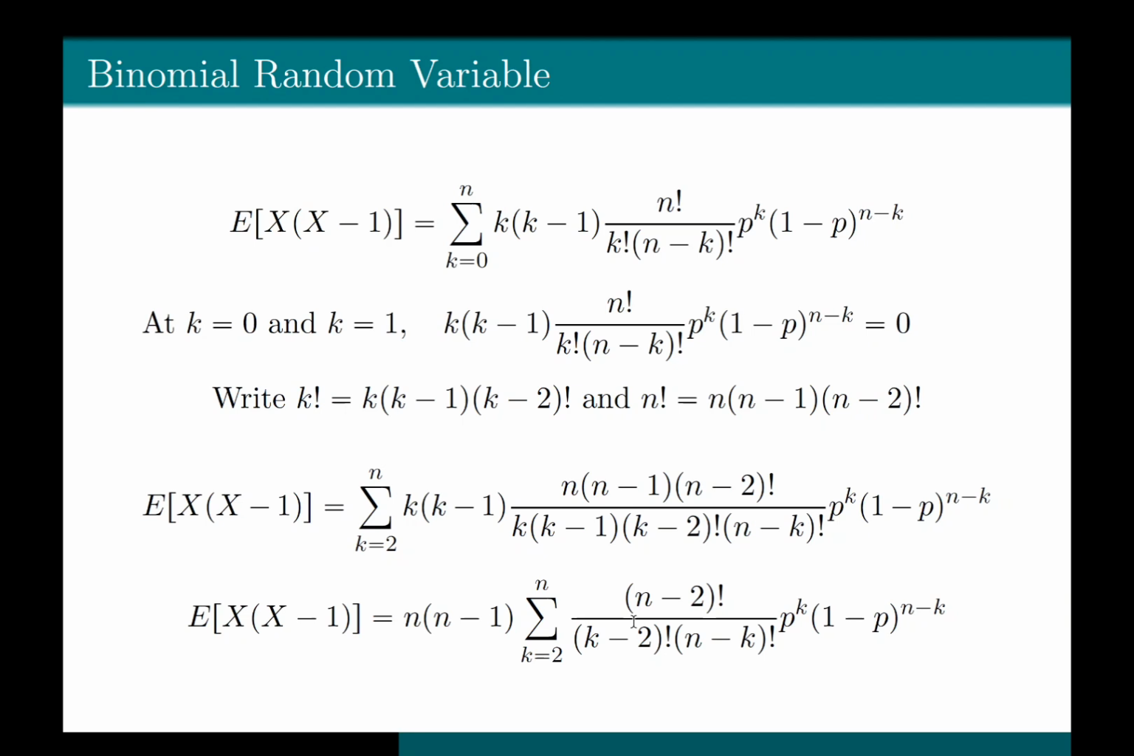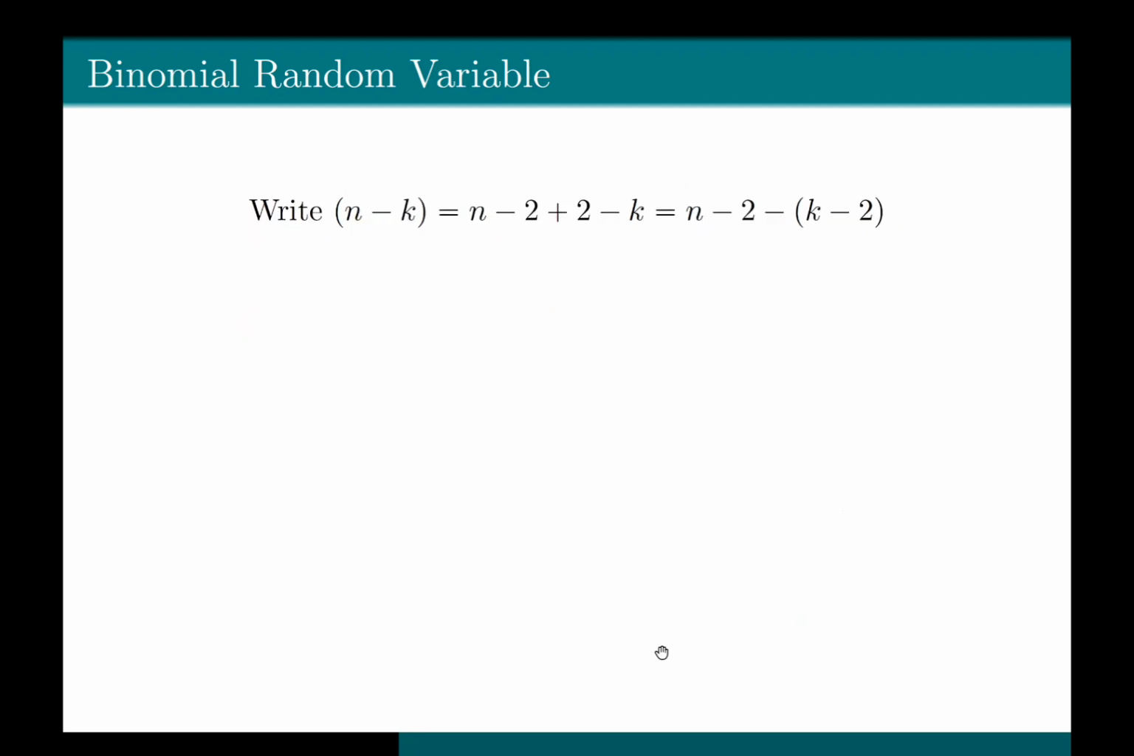So in this case, we will add and subtract 2, like wherever we see k, we will just add and subtract 2 over there. While we were doing it for expectation, we had (k minus 1) factorial over there, so we added and subtracted 1 wherever we saw k. Now what are we doing? We have n minus k. So we will just add and subtract 2, and we will write it as n minus 2 minus (k minus 2).